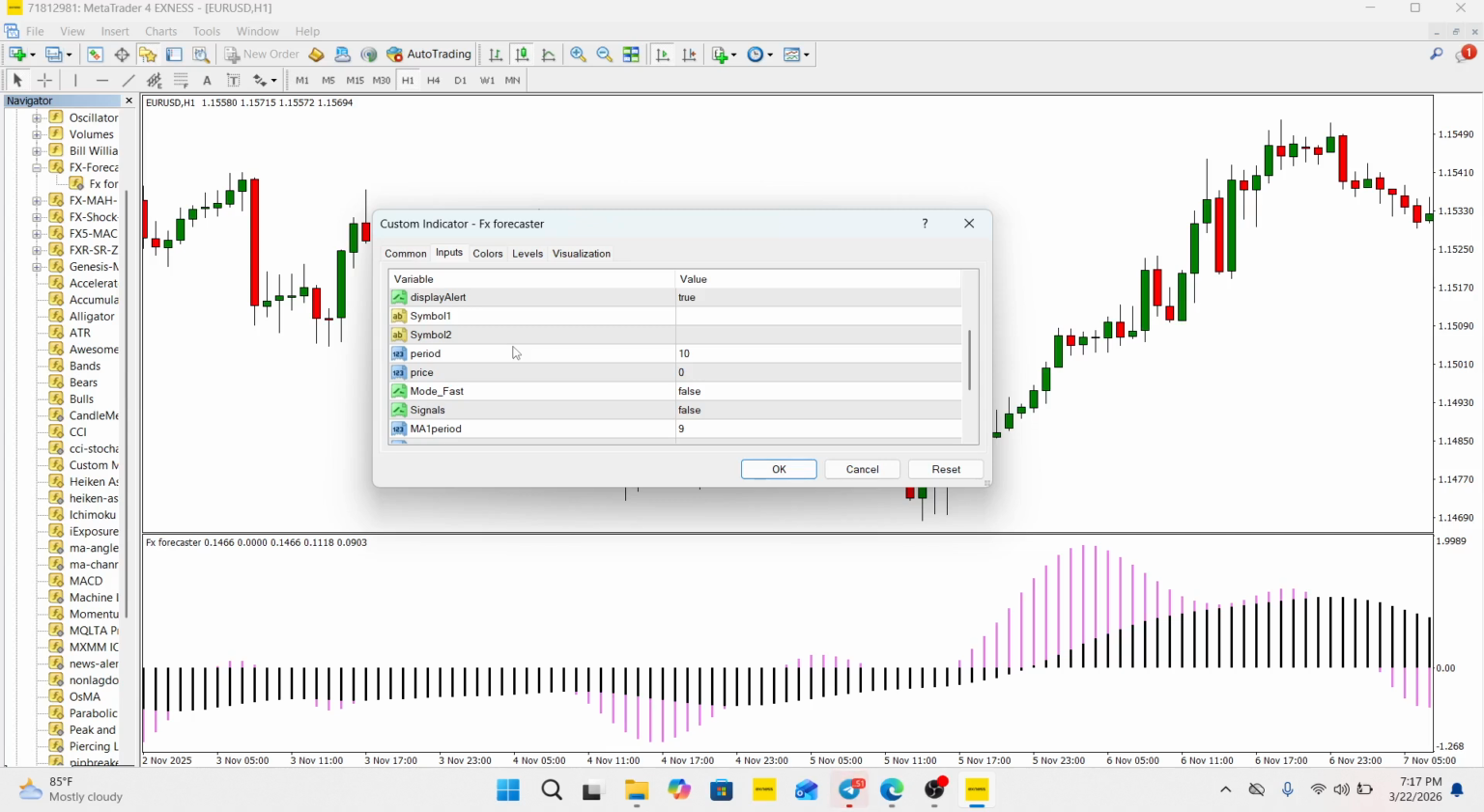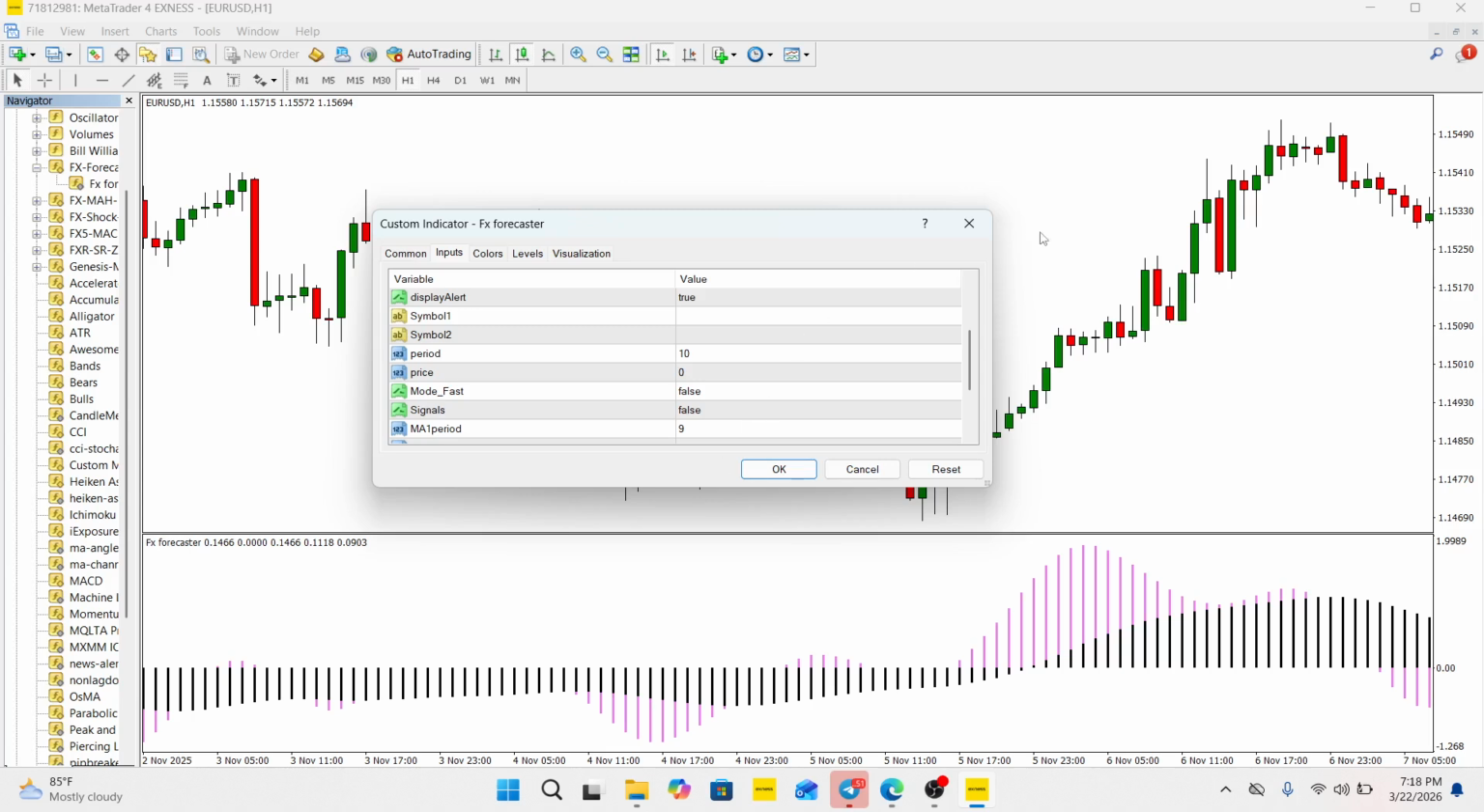Display alerts controls whether the indicator triggers alerts when key conditions are met, such as crosses through the zero line or specific momentum thresholds. Period defines the base look-back length for the calculation, and TypeMA lets you choose the moving average type, for example EMA, or another MA variant used in the underlying maths.